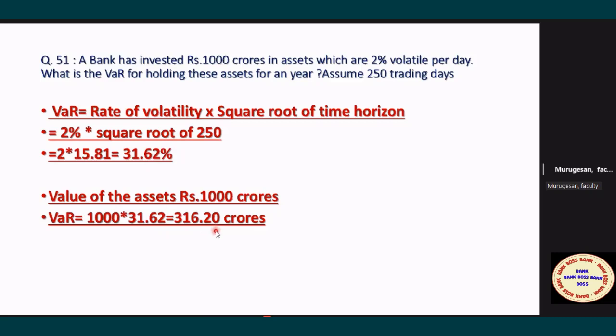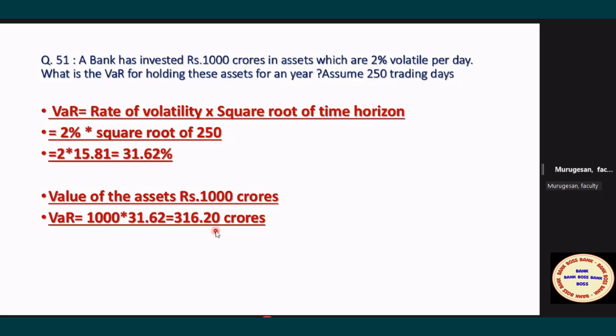316.20 is the maybe a loss, potential loss. VaR is nothing but value at risk. That means the potential loss a bank may suffer by holding some assets over a time horizon. Maximum, yes, it is up to 1 year. Normally, the VaR will be calculated up to 1 year, and that is a normal question.